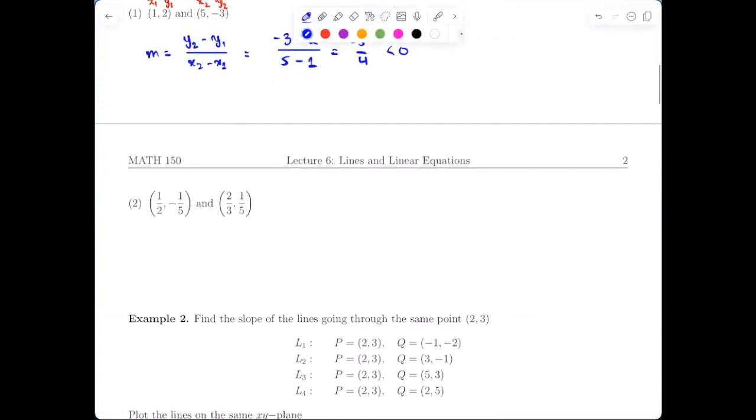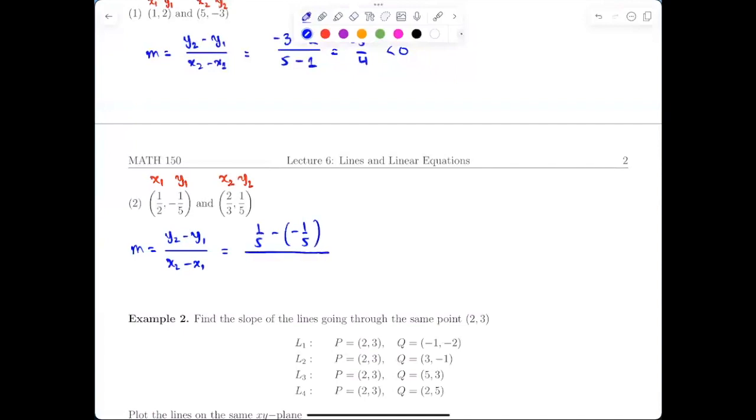You have 2 points, -1/5 and 2/3, and 1/5 and 1/2, and you calculate the slope of this line. So m is equal to, again, (y2 - y1) over (x2 - x1), given that this is x1, y1, x2, y2, and you get 1/5 minus -1/5 over 2/3 minus 1/2. Can you do a quick calculation for me, please, and give me the answer?